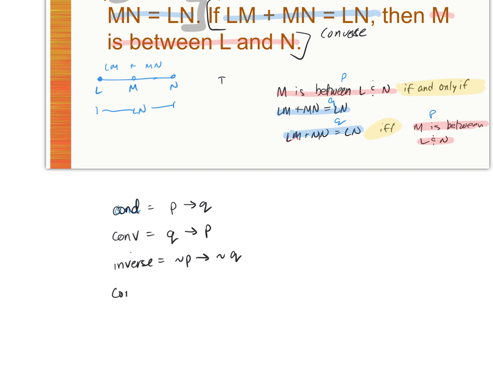You're going to do your contrapositive, okay? And that one is both the converse and the inverse. So it's going to be if not Q, then not P. And then your biconditional is going to be P with the double arrow to Q.